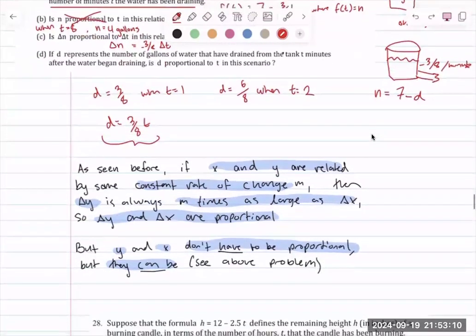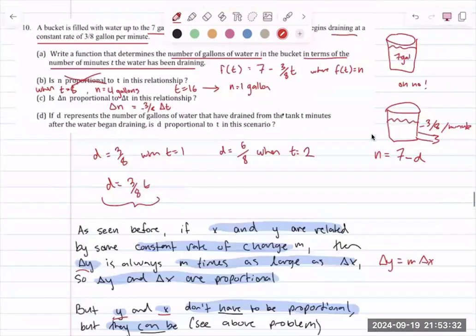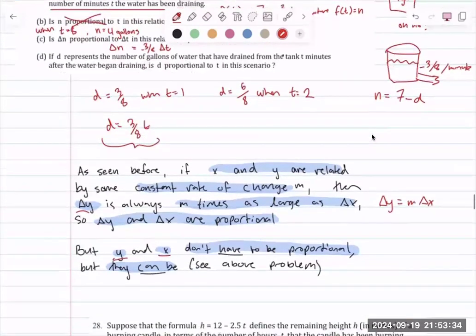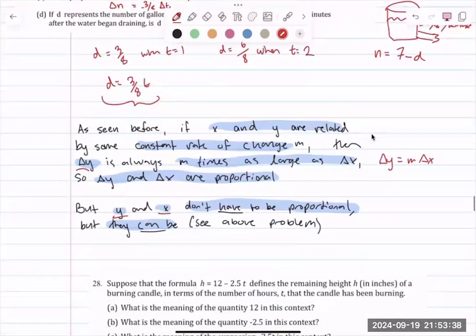Okay. As seen before, if x and y are related by some constant rate of change, then their change in y is always m times as large as change in x. Delta y equals m delta x. And so our change in y and change in x are proportional. But even when that is the case, y and x themselves don't have to be proportional. Look at our previous problem. They can be, so for example, with D, but they don't have to be. So that's something to keep in mind.